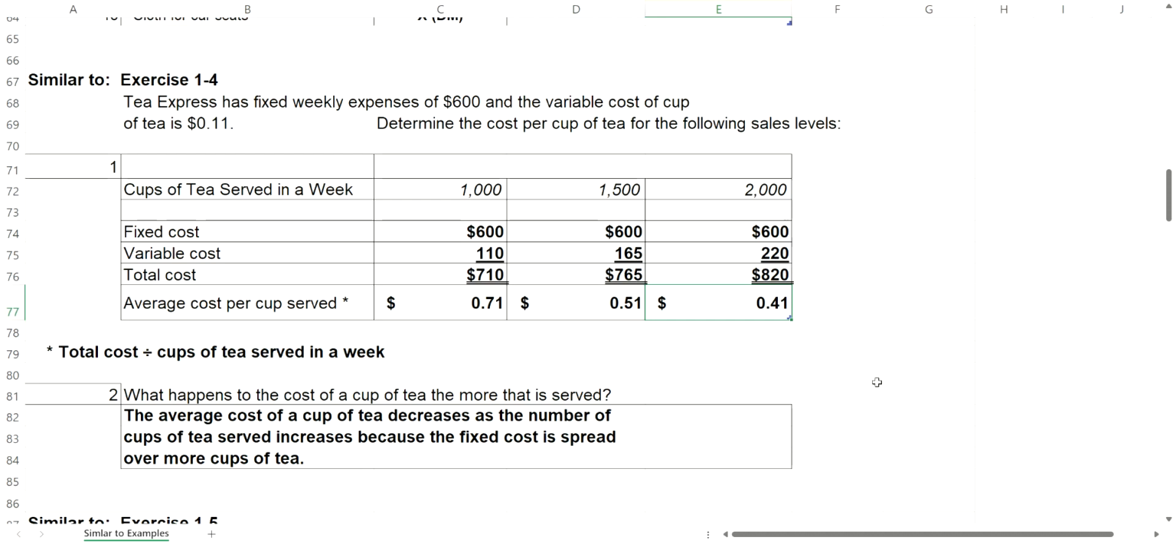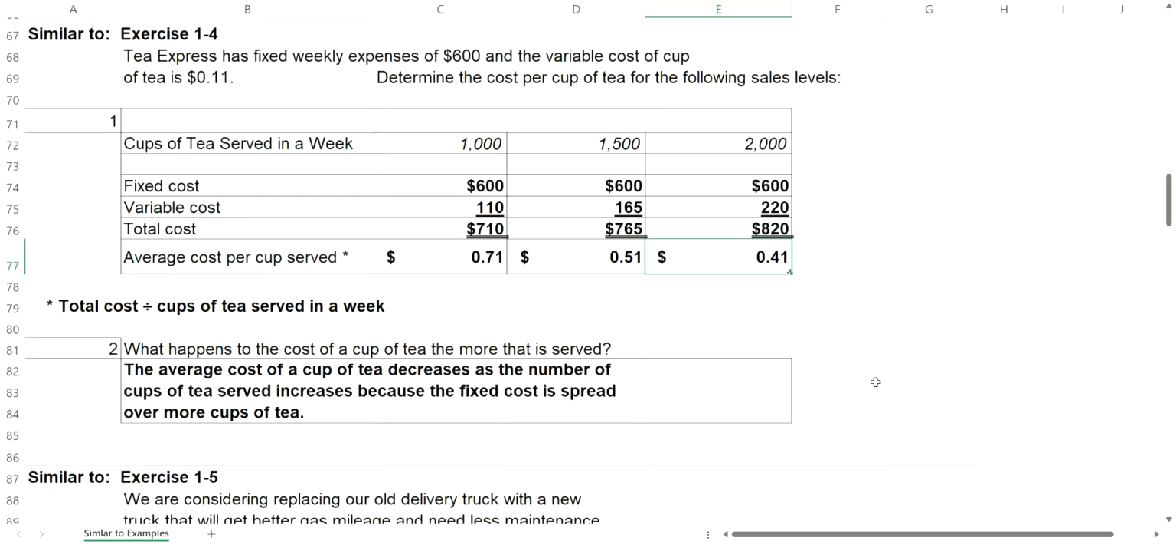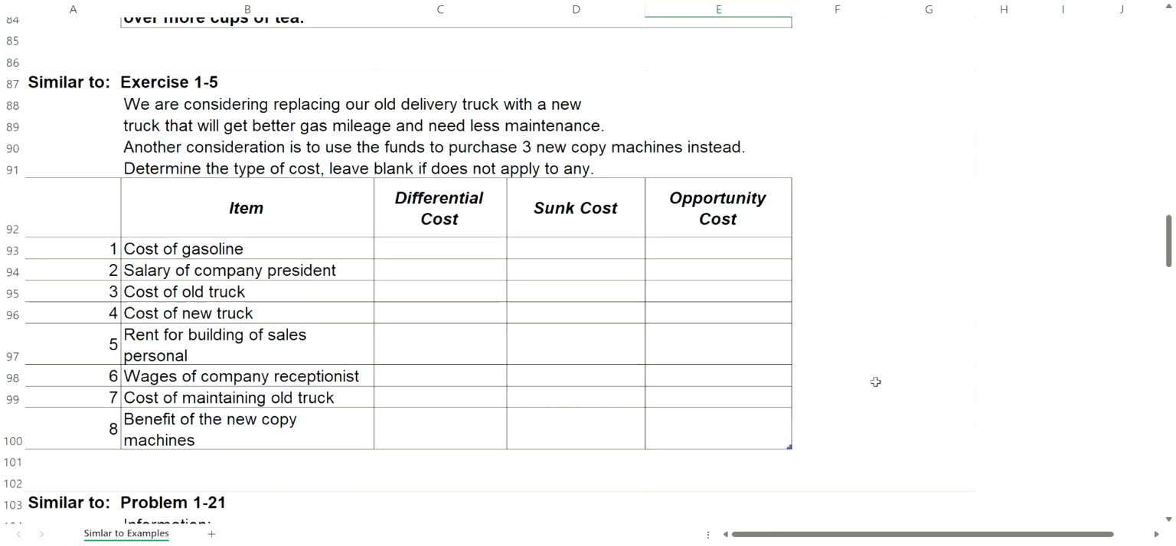So in part 2, what happens to the cost of a cup of tea when more tea is served? The average cost of a cup of tea decreases as the number of cups of tea served increases because the fixed cost is spread over more cups of tea. Okay, let's take a look at sunk, opportunity, and differential cost.